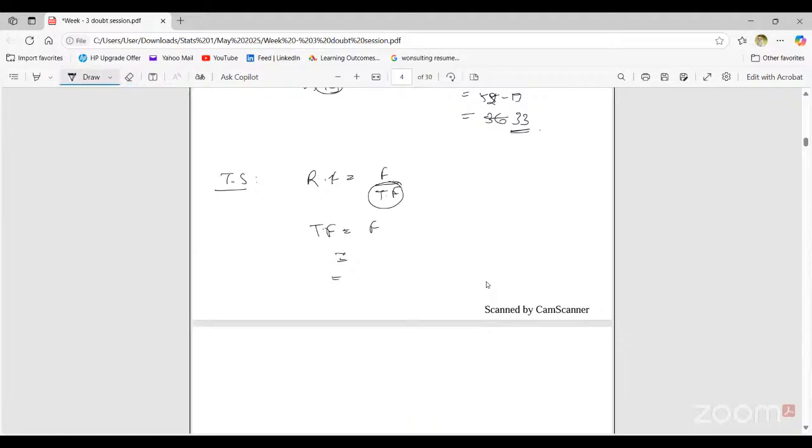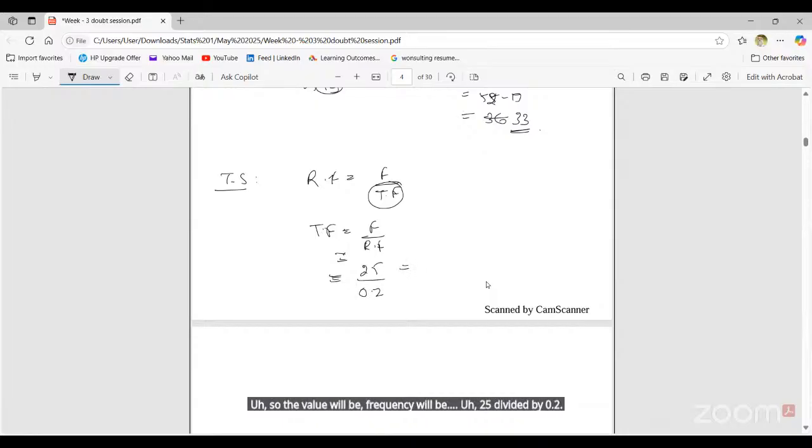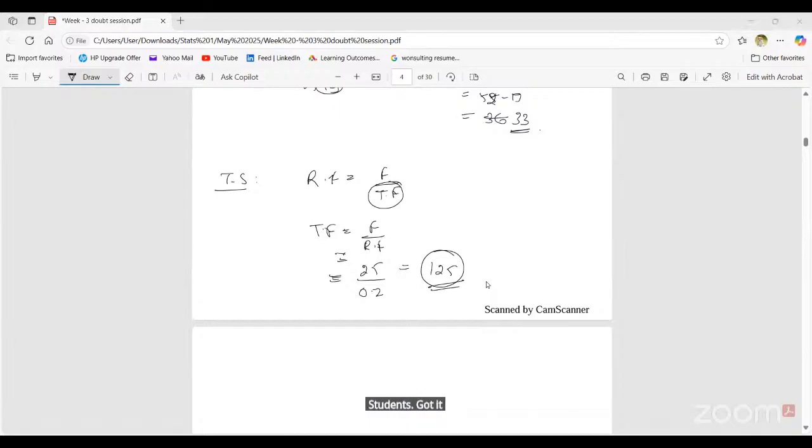So it would be total frequency equals frequency divided by relative frequency, correct? The frequency is 25 divided by 0.2. If you divide this, you will get 125. So this is my total number of students. Got it? So how do we find the separate values of X, W, Y, and Z?